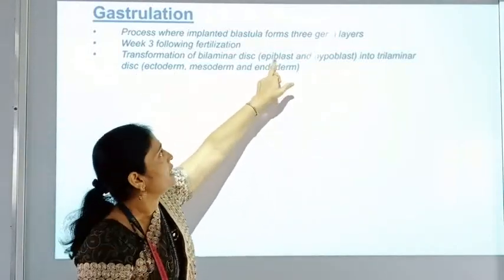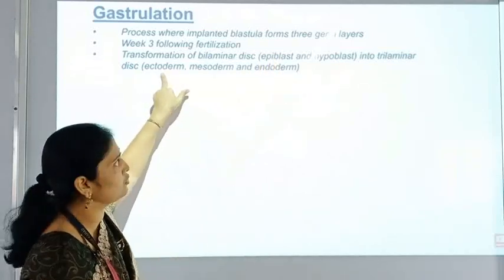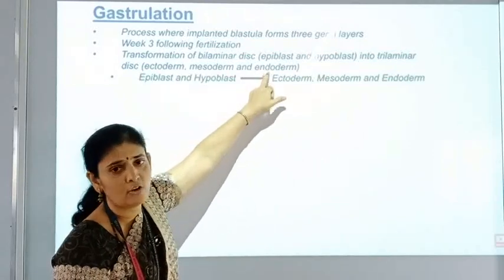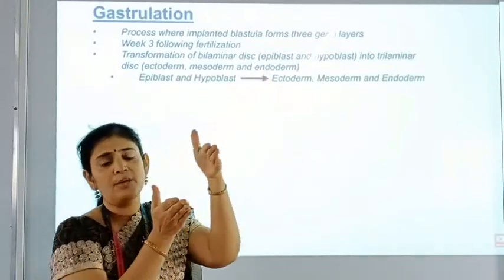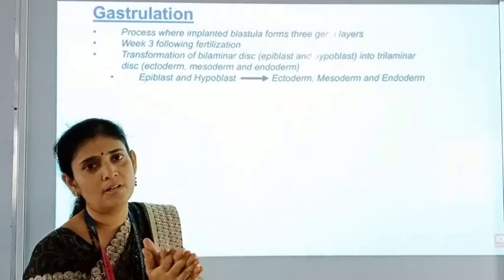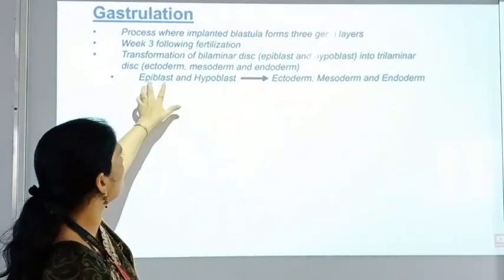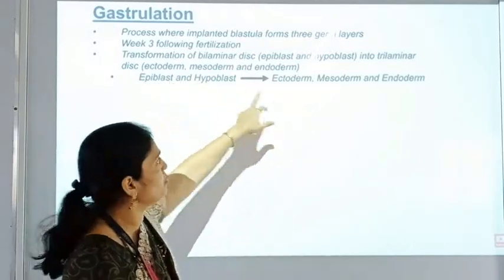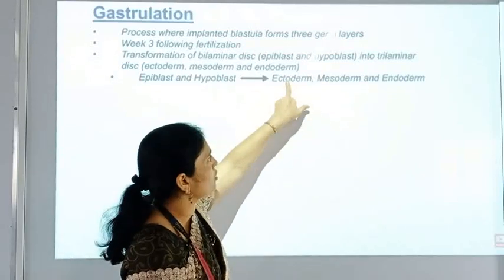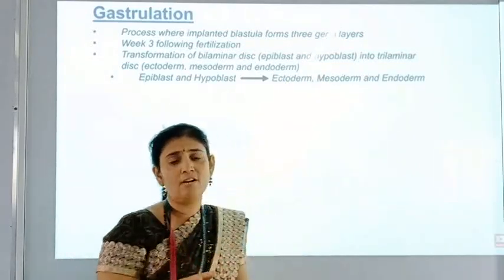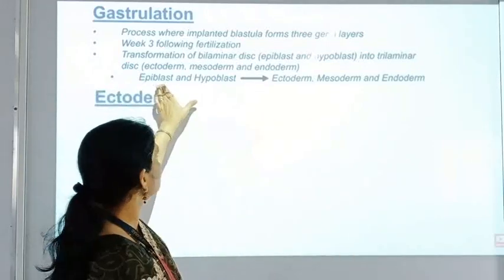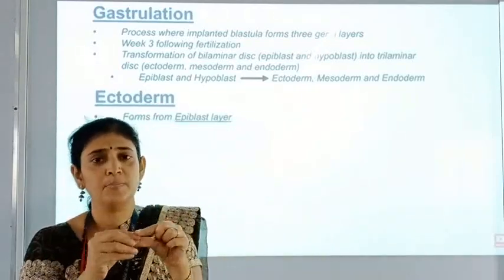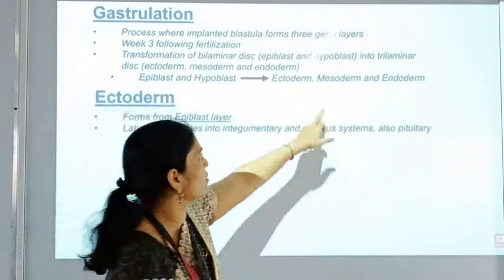As we have seen, the epiblast is responsible for the formation of ectoderm, the hypoblast is responsible for the formation of endoderm, and then between the epiblast and hypoblast the primitive streak is formed, due to which mesoderm is formed. So here the epiblast and hypoblast, the bilaminar disc, is converted into the trilaminar disc, that is ectoderm, mesoderm and endoderm.